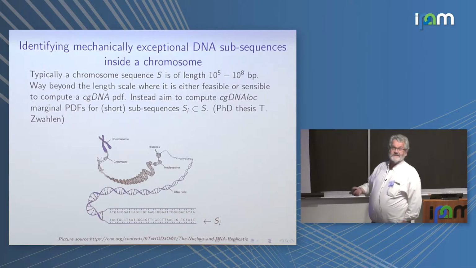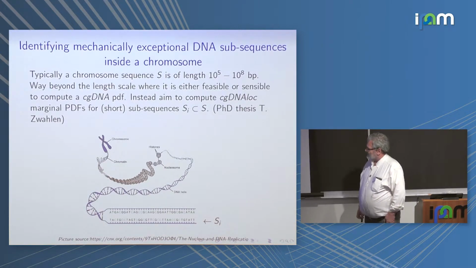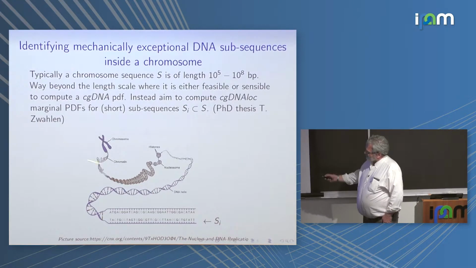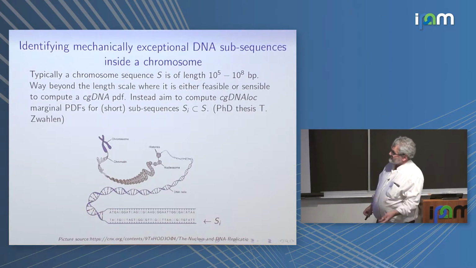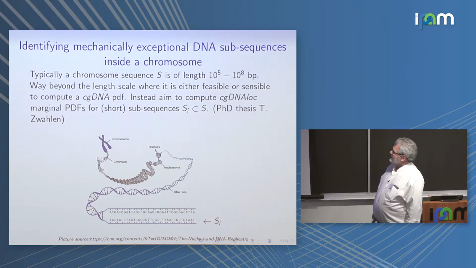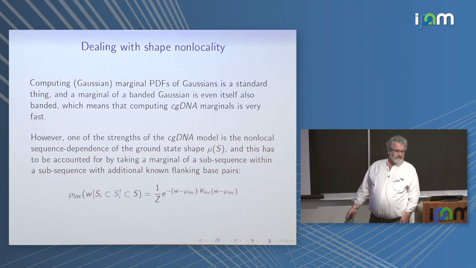And now you can start to see where the ensemble of Gaussians come. So this is the PhD work of this student, Thomas Valen. And this is kind of a standard picture. This is what you can see in a light microscope and so on. But we're working down here at this level. And we're going to take, say, 10, maybe to 100 base pairs and compute a Gaussian, which is the mechanics of this subsequence. Okay, so how do you compute the marginal of a Gaussian?